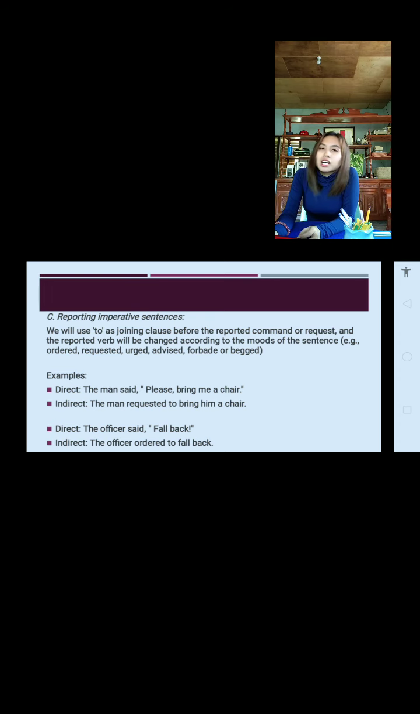Next example, a direct speech. We have here, the officer said, "Fall back." So what is the officer usually doing? It's ordering.